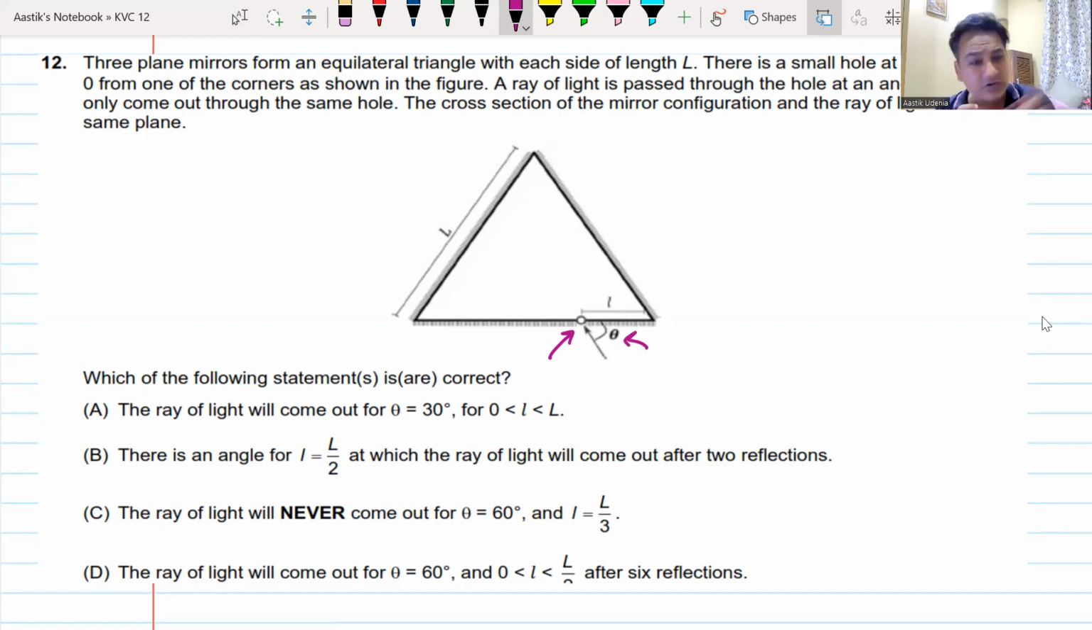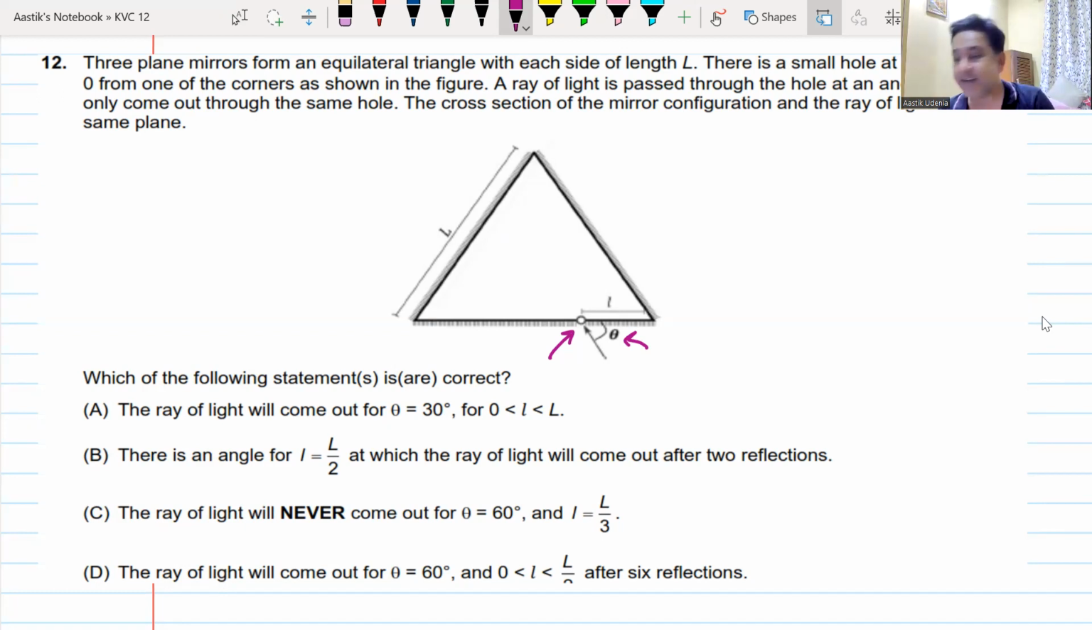And can only come out through that small hole. The cross section of the mirror configuration and the ray of light lie in the same plane. See, same language, same plane. We solve that angle, multiple reflections. This is multiple reflections. But again, the question is somewhat difficult. If you can draw the diagram, you will get the answer, my dear friends.